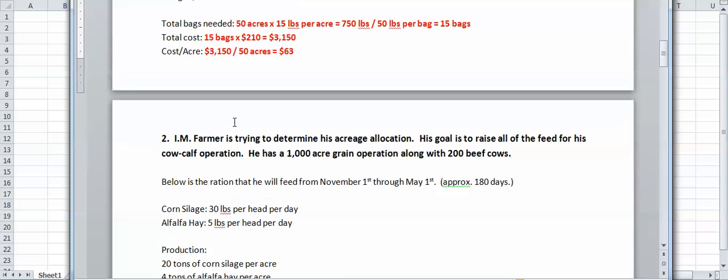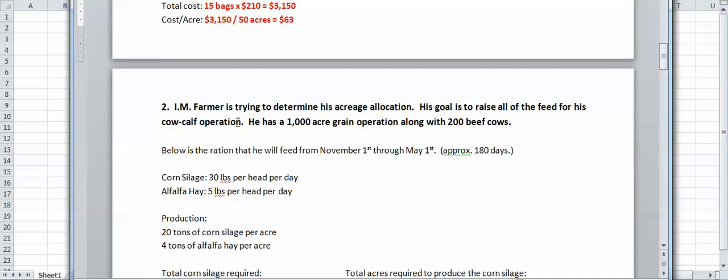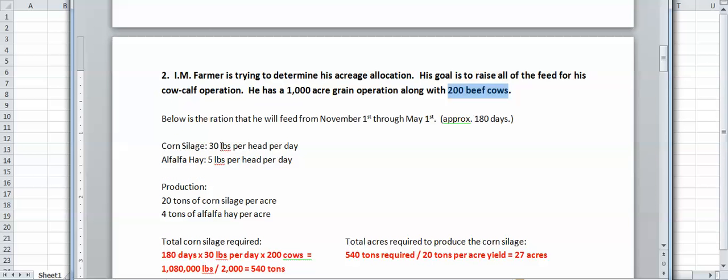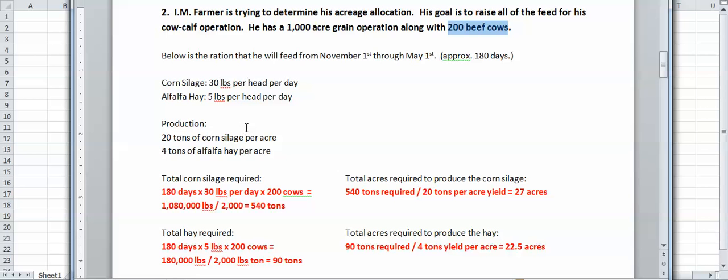The first problem that I'm going to go through and do an Excel file for you is the number 2 problem here, where I Am Farmer has a 200 head beef cow operation, and he wants to plan his planting strategy to make sure that he's raising enough feed for his beef cow herd. What we have in front of us is his feed ration. He feeds 30 pounds per head per day of corn silage. He feeds 5 pounds per head per day of alfalfa hay. His production is 20 tons of corn silage per acre and 4 tons of alfalfa hay per acre.